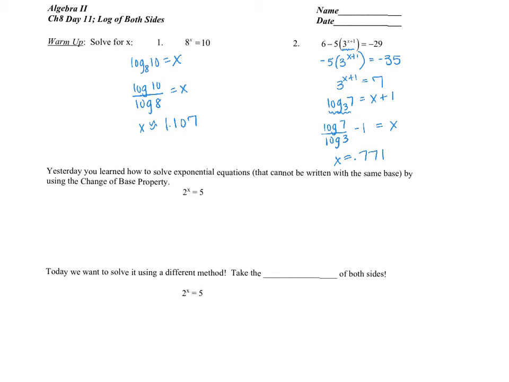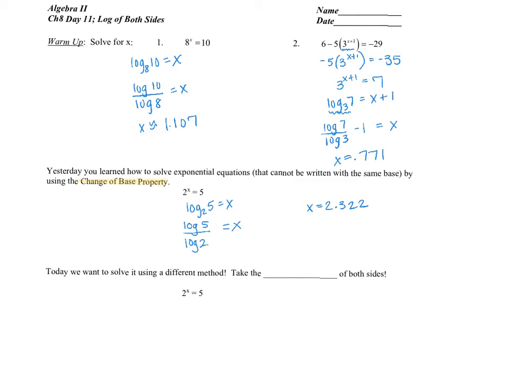As we reviewed from these two warm-up problems, yesterday you learned how to solve exponential equations using the change of base property. The way that works is you take your equation that's written in exponential form and rewrite it as a log equation. So this is going to be log base 2 of 5 equals x. And you use your change of base formula, log of 5 divided by log of 2 equals x. You put it in your calculator, and if you round to the nearest thousandth, you get that x is equal to 2.322.